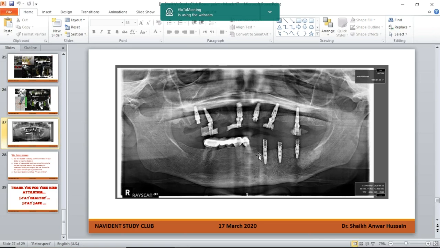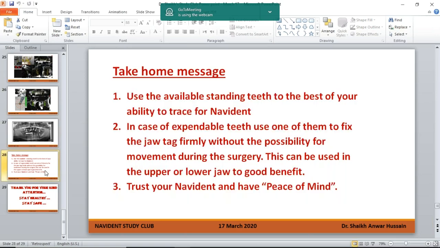The patient has undergone implants in this region now with Navident, which is for the subsequent treatment plan. And then my take-home message is basically simple. We try to use the available standing teeth to the best of the ability to trace for Navident. In case of expendable teeth, use one of them to attach the jaw tack firmly without the possibility for movement during surgery. And this can be done in upper and lower jaw, where sometimes we do have teeth which are expendable. We can bond the jaw tack to that one.